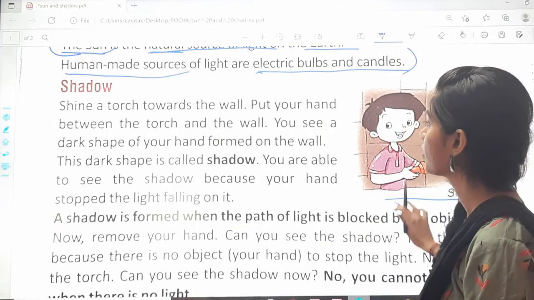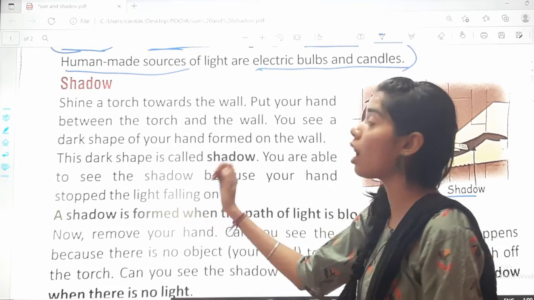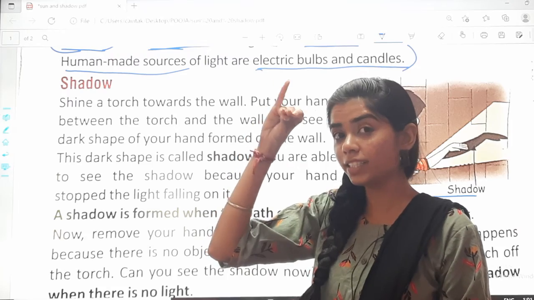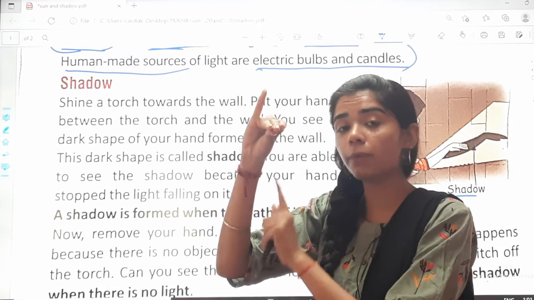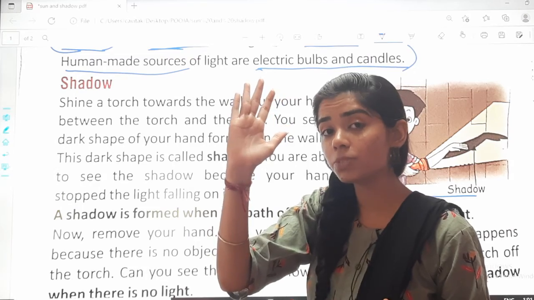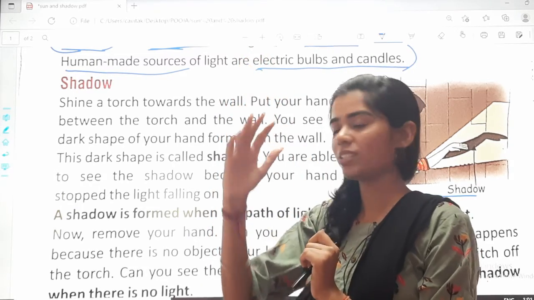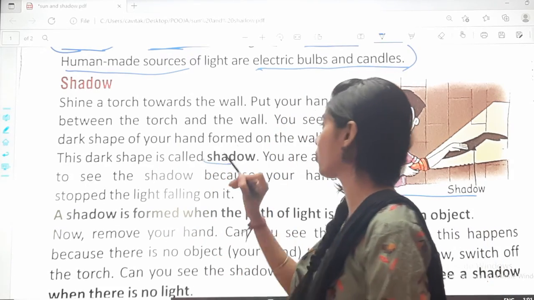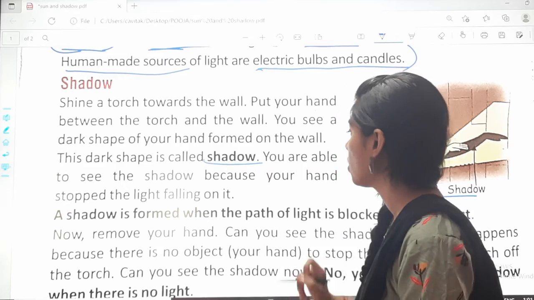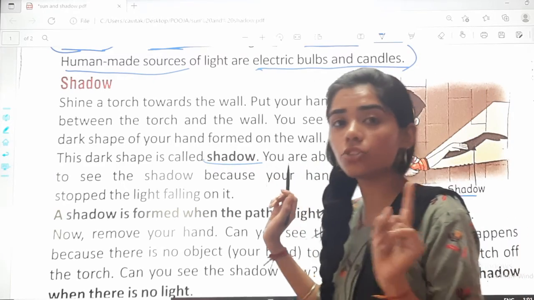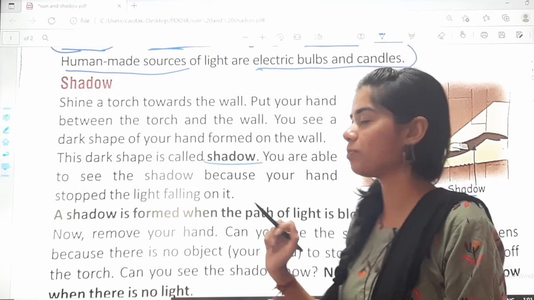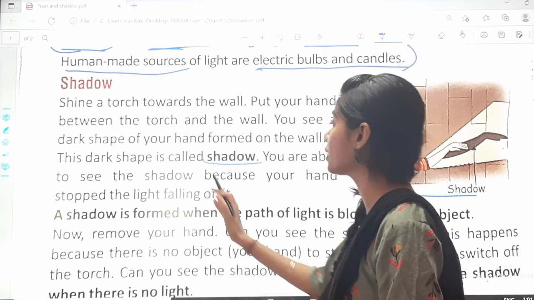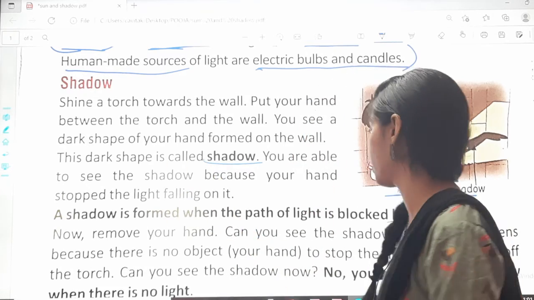Then you see a dark shape of your hand. If you have put it this way, you will see a dark shape exactly this way. If you have put it the other way, the dark shape of it. Okay? So this dark shape is called shadow. What is it called? Shadow. What is the spelling? S-H-A-D-O-W. You are able to see the shadow because your hand stopped the light falling on it.